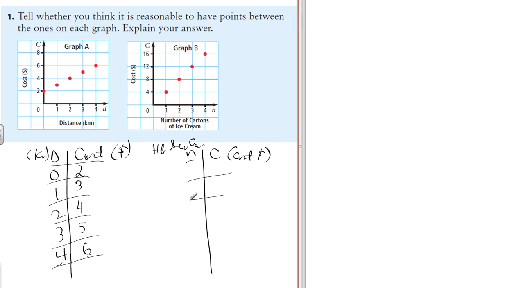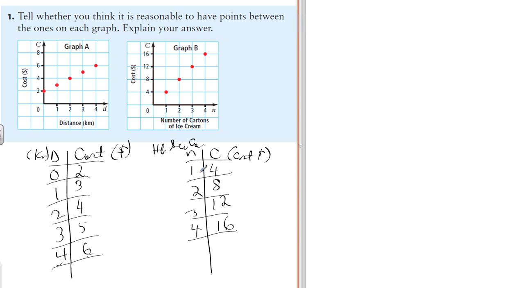Again, I'm going to just draw out my table of values here. This one doesn't have 0 cartons of ice cream. It has to start at 1. And then we have 2 cartons and 3 cartons and 4 cartons. For 1 carton of ice cream, if we go up, we see that it's $4. For 2 cartons, it's $8. 3 is $12, and 4 cartons of ice cream is $16.